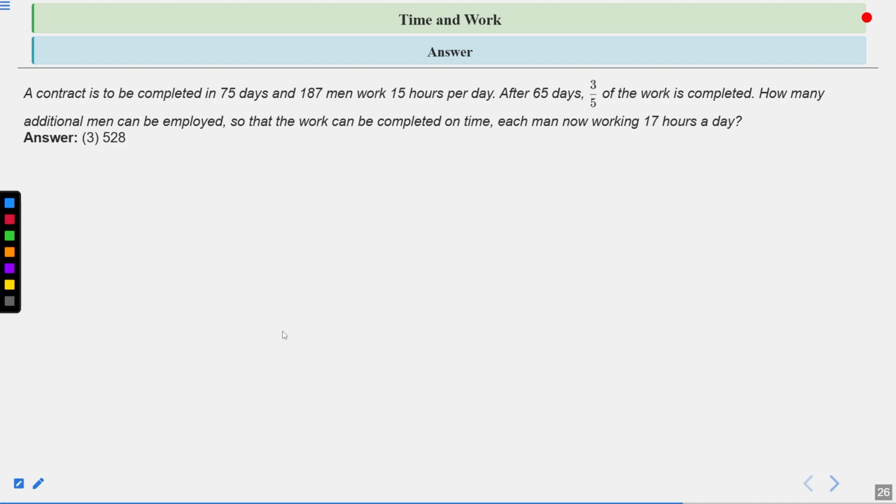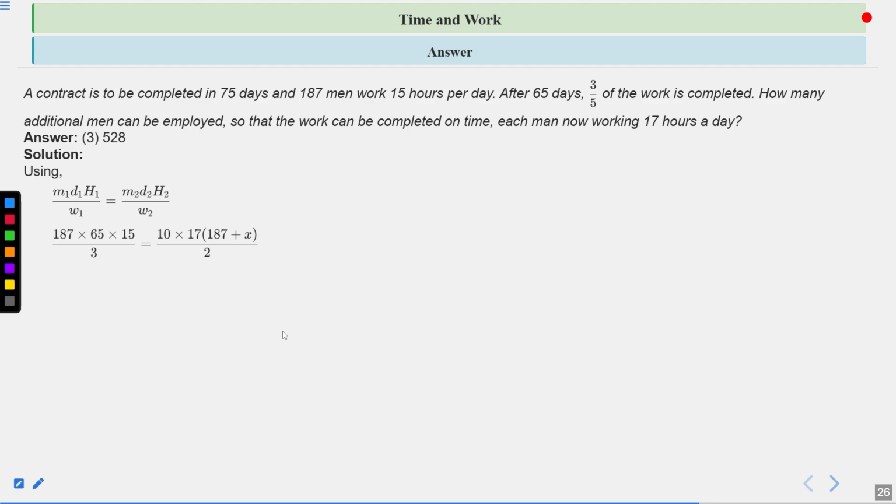So the correct answer of this question is the third one, which is 528 men. Now see the detailed solution of this question. So using M1D1H1 upon W1 equals M2D2H2 upon W2, we can say that 187 into 65 into 15 hours per day, completing the 3 unit work.